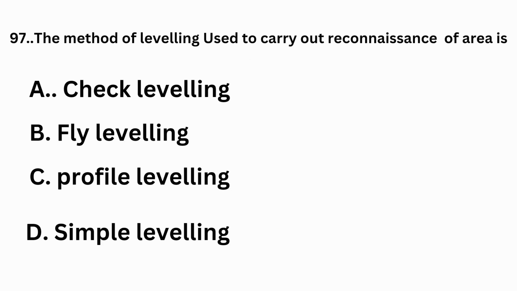97. The method of leveling used to carry out reconnaissance of area is A. check leveling, B. fly leveling, C. profile leveling, and D. simple leveling. Fly leveling is generally used for the reconnaissance of the area or for approximate checking of the levels.